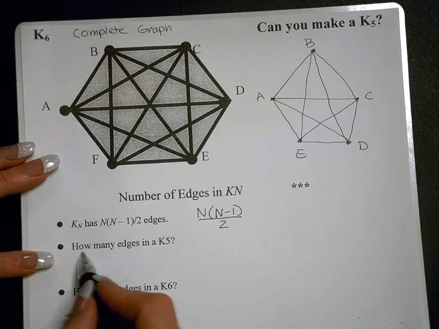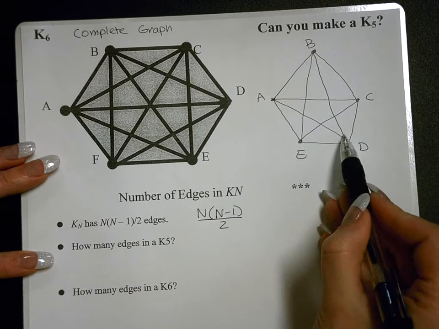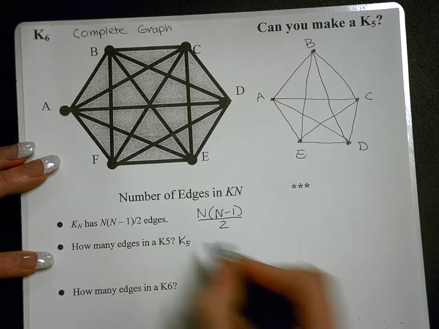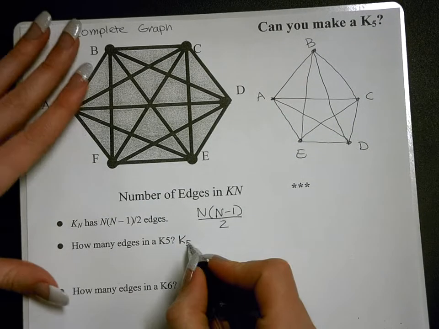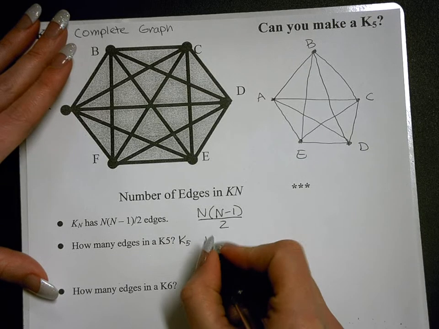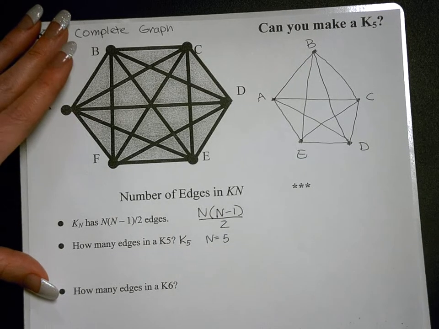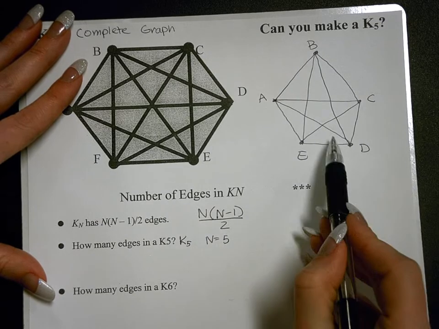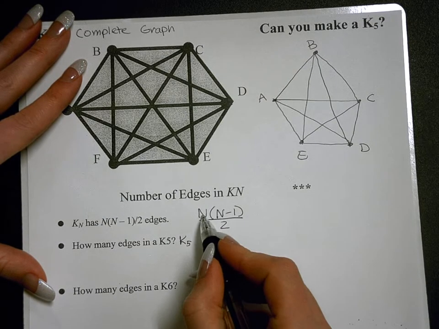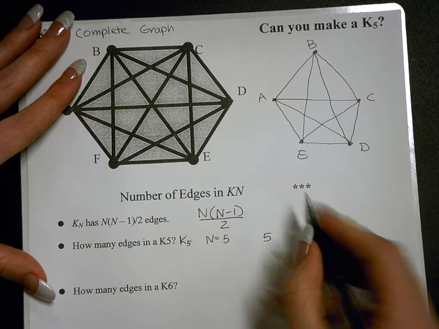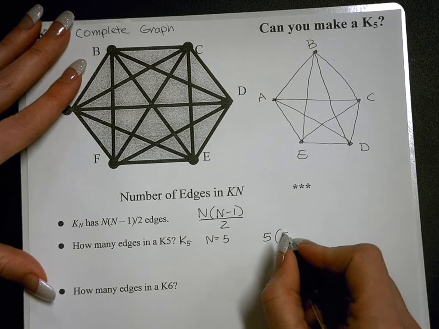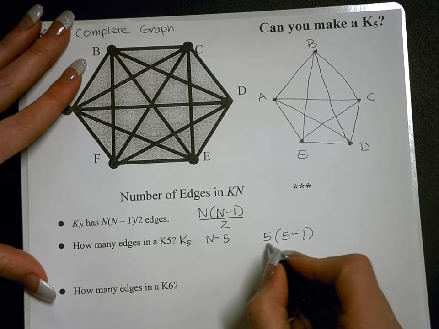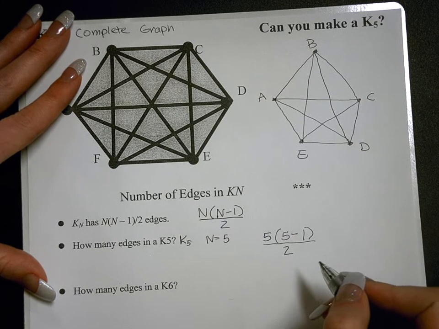So we're going to find out how many edges are in this K5. In the K5, this symbol is actually written a little differently. That 5 needs to be a subscript. So this 5, that's what n equals. So I'm going to say n equals 5. Then we're just going to plug 5 into this formula to figure out how many edges are in this K5. So right here is an n, so I'm going to write 5, parenthesis, 5 minus 1, parenthesis, all divided by 2.